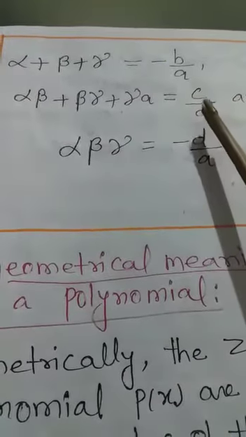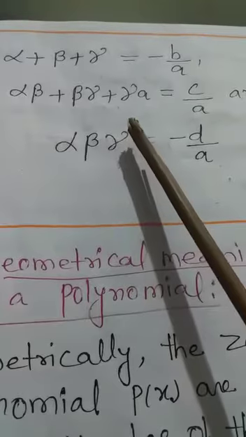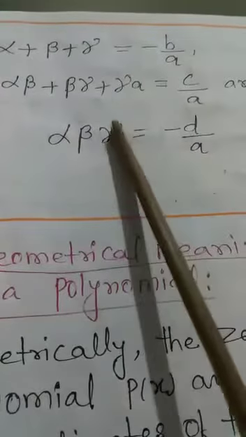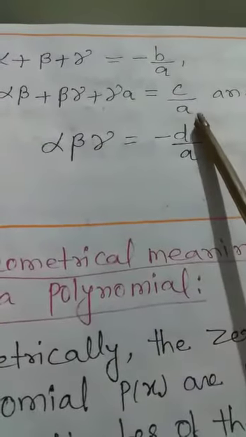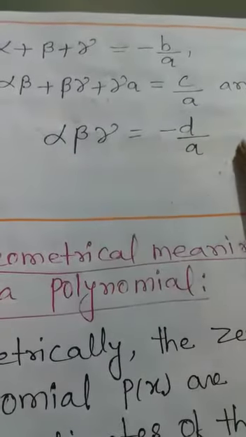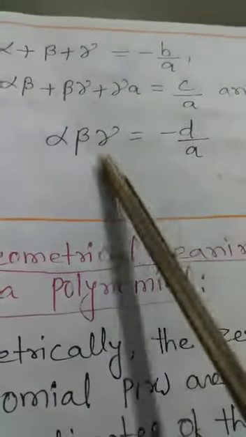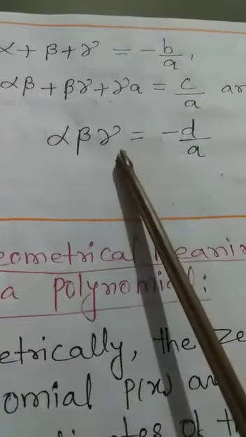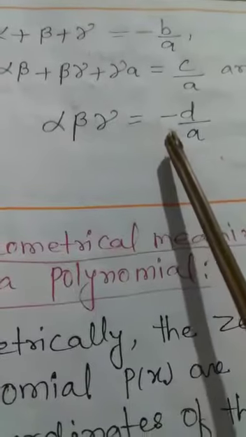Minus b by a. Here don't get confused with the b. Again, alpha into beta plus beta into gamma plus gamma into alpha is equal to c by a, and alpha into beta into gamma is equal to minus d by a. This is the rare case. Mostly we will solve problems based on the sum of zeros and product of zeros.